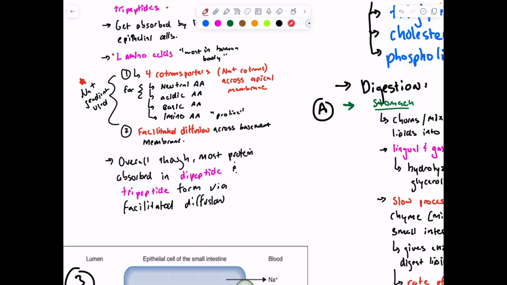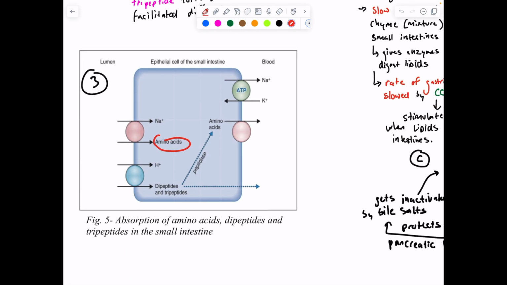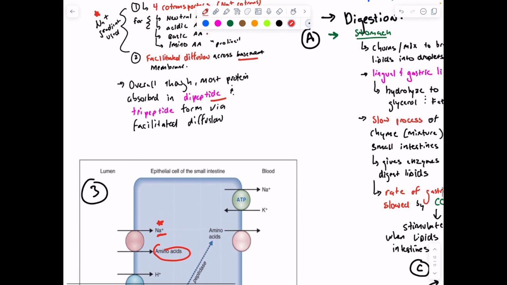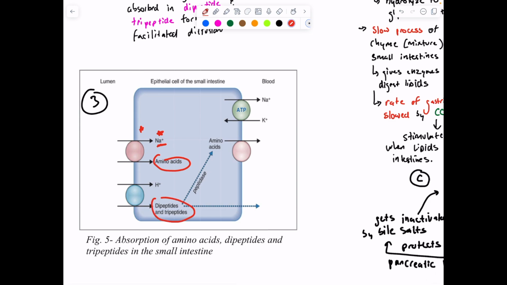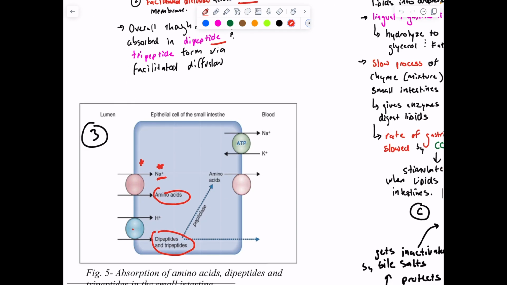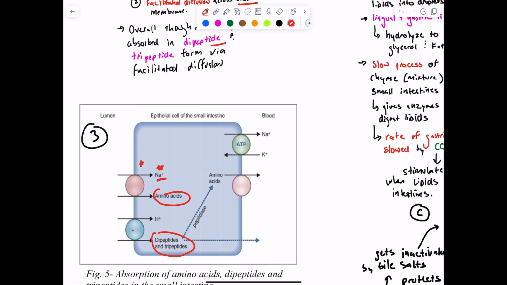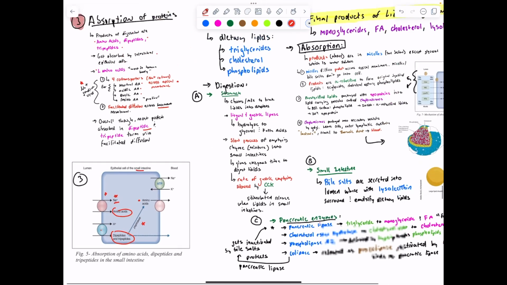So in particular, using sodium co-transporters across the apical top surface of the membrane from the lumen into the cell. And you have different types of these based on what kind of amino acid you have. So is it neutral, acidic, basic, or imino, which is really just proline? And then you also have facilitated diffusion across the basement membrane for the dipeptides and tripeptides. So just take a quick look at that. So amino acids with some form of facilitated diffusion using a sodium co-transporter, which we can see here. And then you have facilitated diffusion for dipeptides and tripeptides into the small intestines. They can get broken down even further there into amino acids, or just exit the cell through some facilitated diffusion overall.